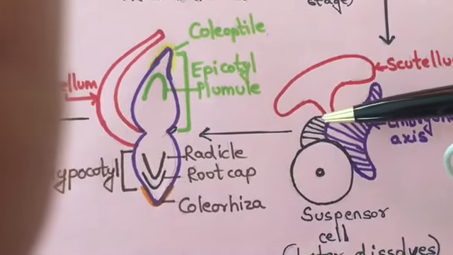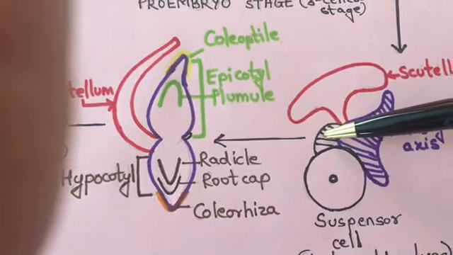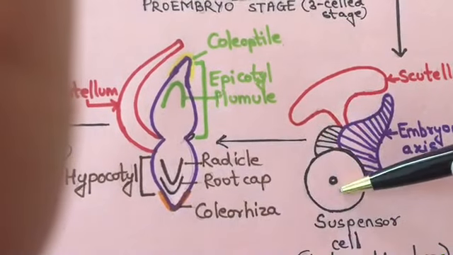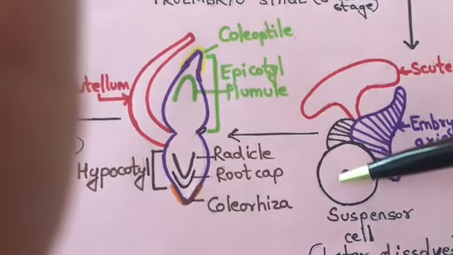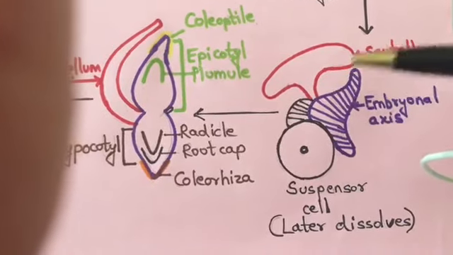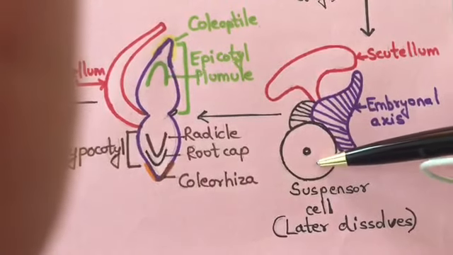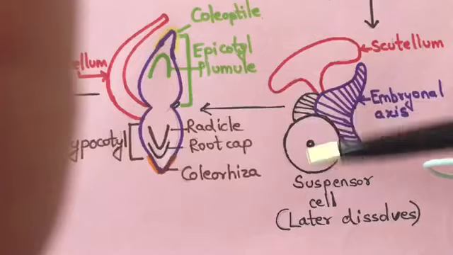And here, the division which was beside the middle cell, this is the suspensor cell, while this is the basal cell. So this formation takes place. Further, the suspensor and the basal cell later disintegrate, they dissolve.